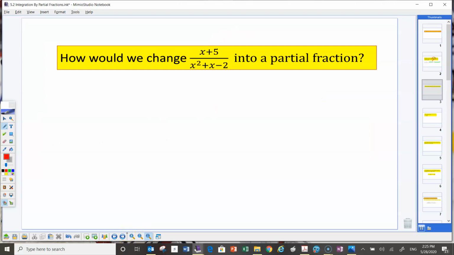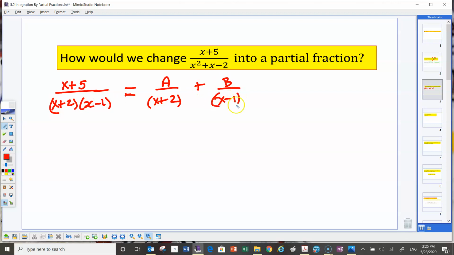So how could we change (x + 5) over (x² + x − 2) into partial fractions? Well, first of all, we could factor the denominator as the following. Now, if we have two factors in our denominator, that really means we have something over our first factor plus something over the second factor. If we got a common denominator here, we could get back to what we started with.